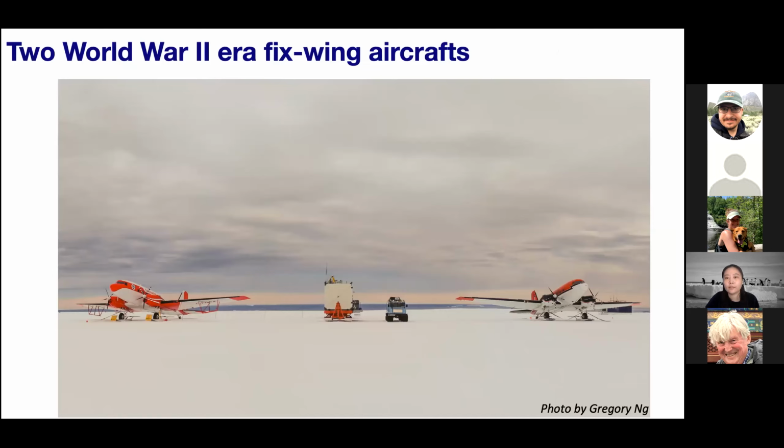So the data was collected by two World War II era aircraft. They are already more than 70 years old. The airplane on the left is called Snow Eagle GCX, and the right one is JKB.